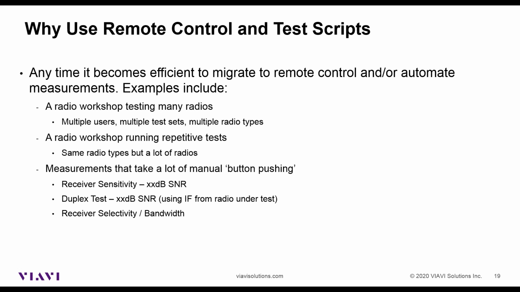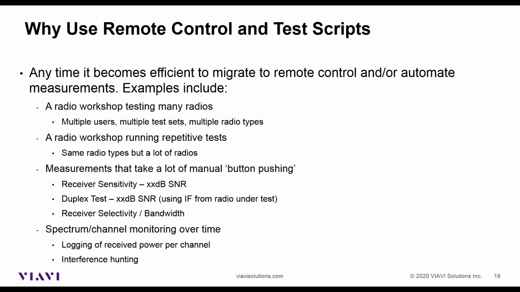Tests that take a lot of manual button pushing, receiver sensitivity, you keep lowering the power level until you hit an SNR, a SINAD, or a distortion value. Again, automate those types of functions. Same with the duplex testing, same with that receiver selectivity or bandwidth checks. Also with the audio bandwidth, again, automate those types of tests. Save yourself a lot of time.